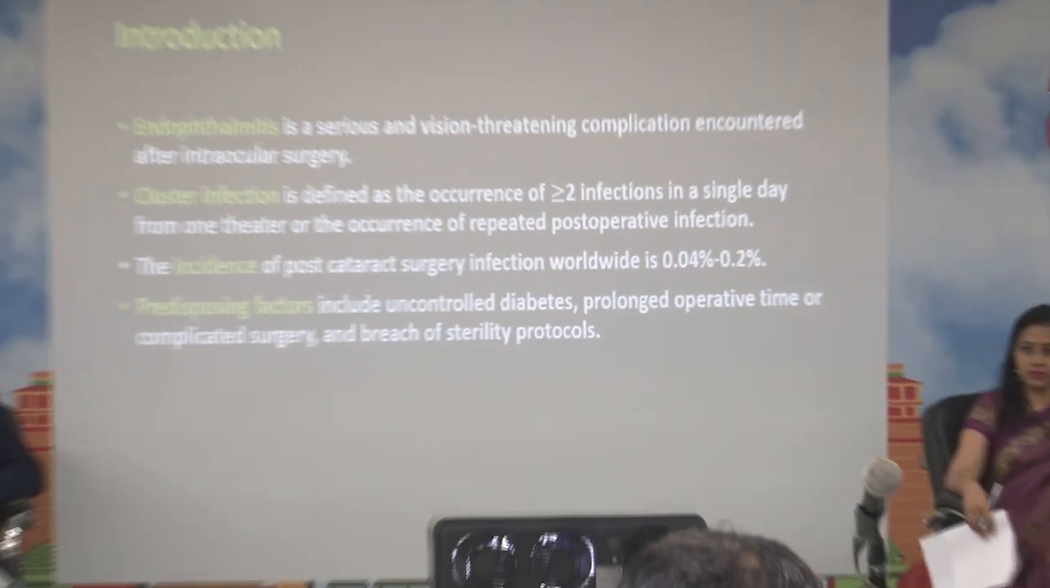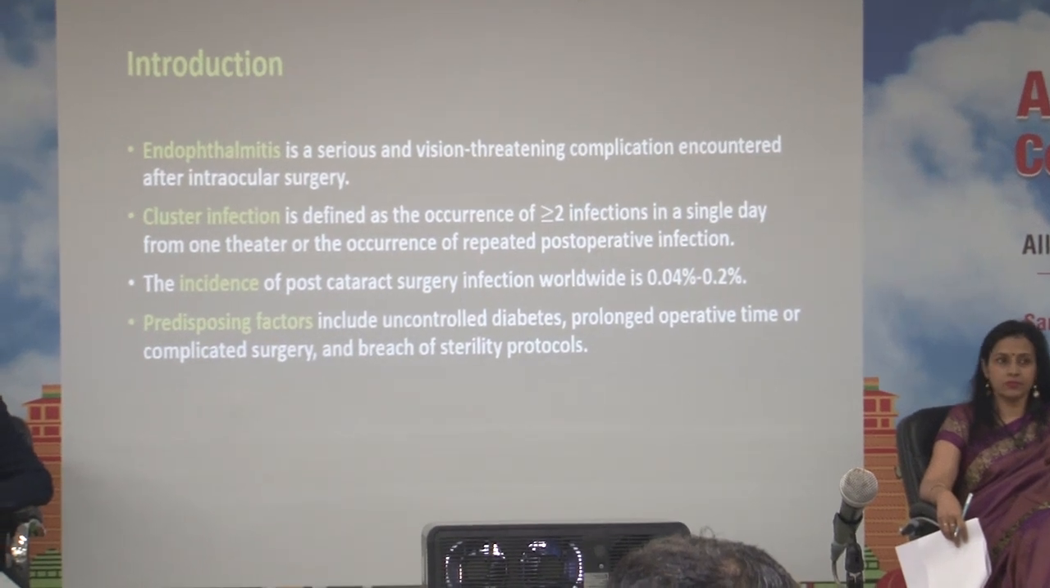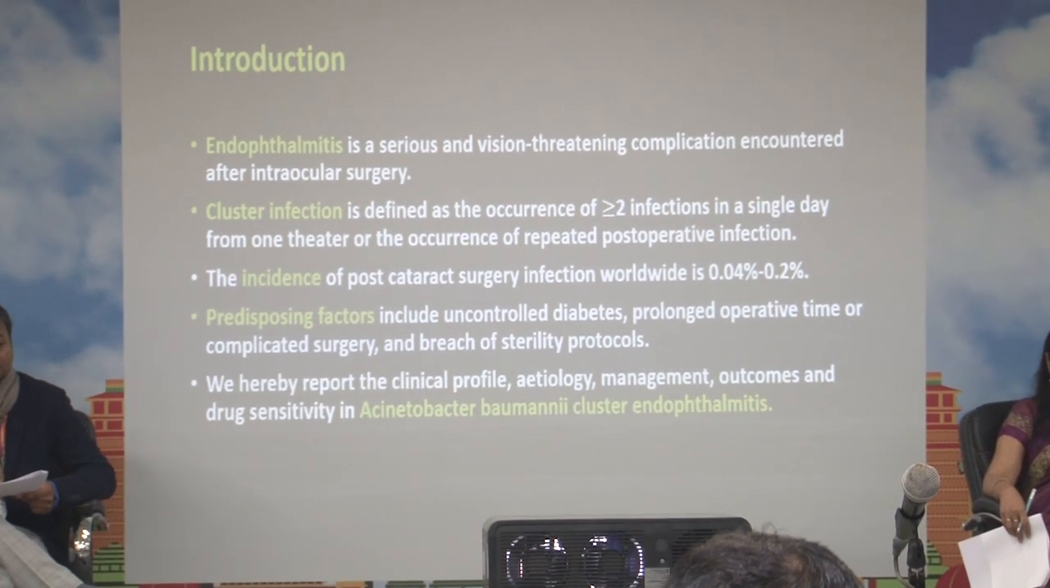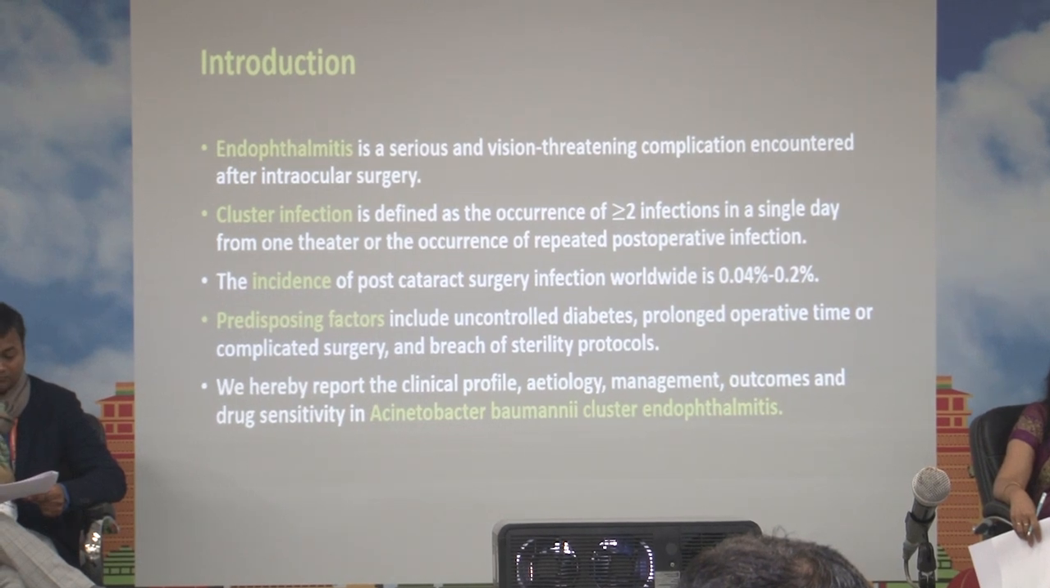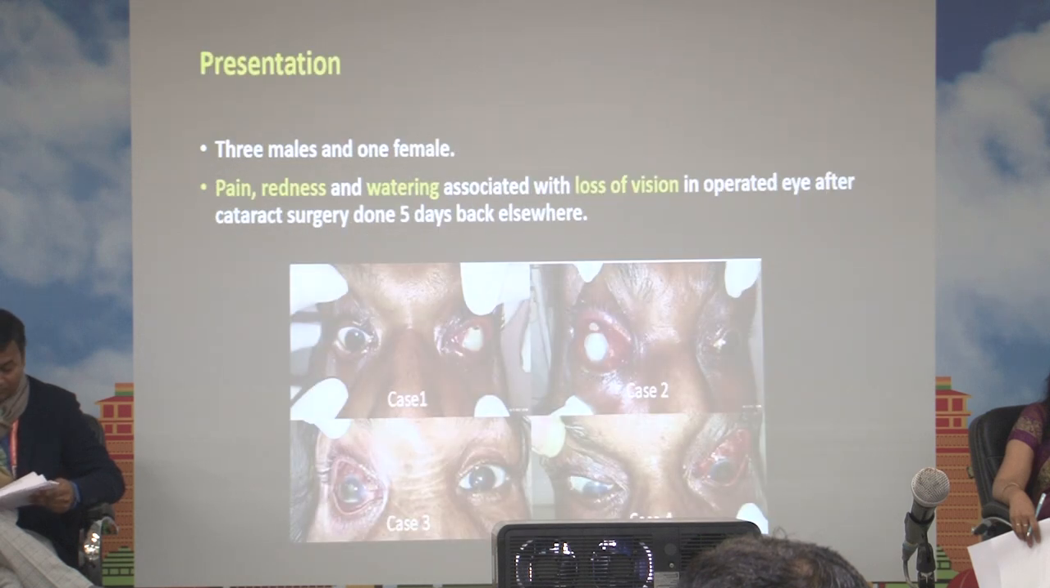The incidence of post-cataract surgery infection worldwide is 0.04 to 0.2%. Predisposing factors include uncontrolled diabetes, prolonged operative time or complicated surgery, and breach of sterility protocols. We hereby report the clinical profile, etiology, management, outcomes, and drug sensitivity in Acinetobacter baumannii cluster endophthalmitis.